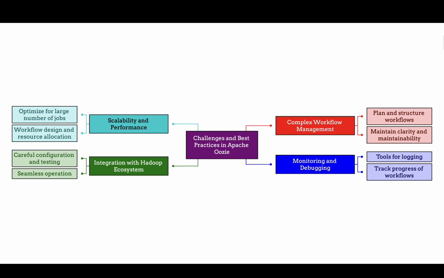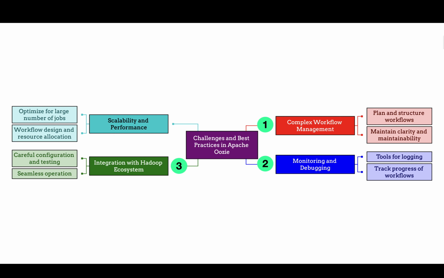Challenges and best practices in Apache Oozie. 1. Complex workflow management. Designing and managing complex workflows can be challenging. It's important to plan and structure workflows for clarity and maintainability. 2. Monitoring and debugging. Effective monitoring and debugging are crucial. Oozie provides tools for logging and tracking the progress of workflows and actions.